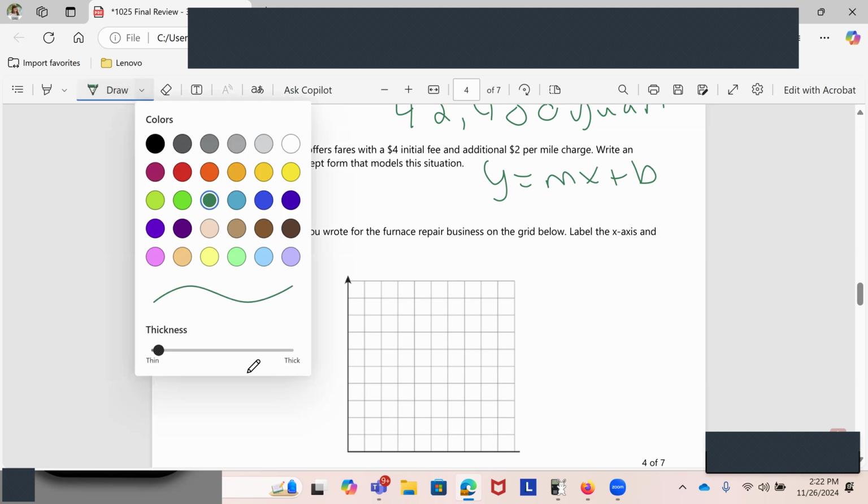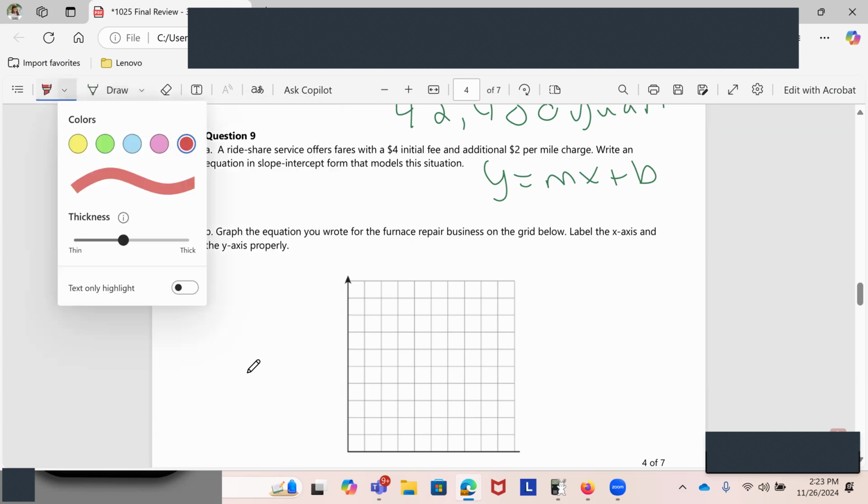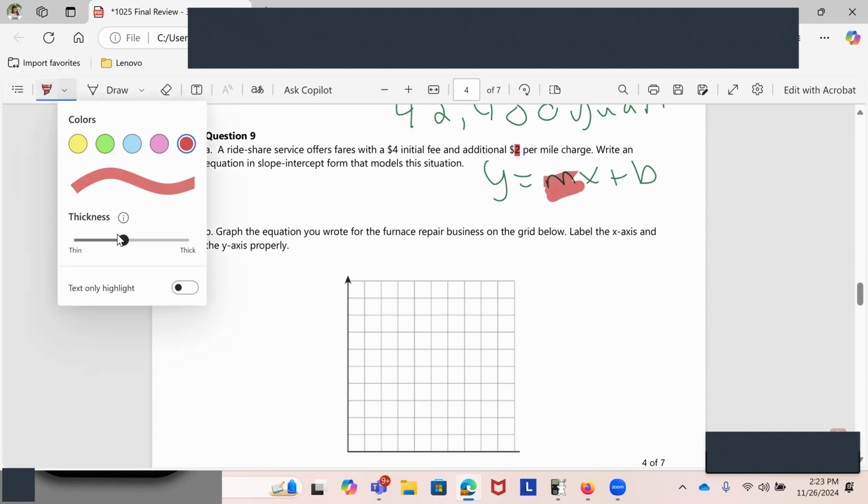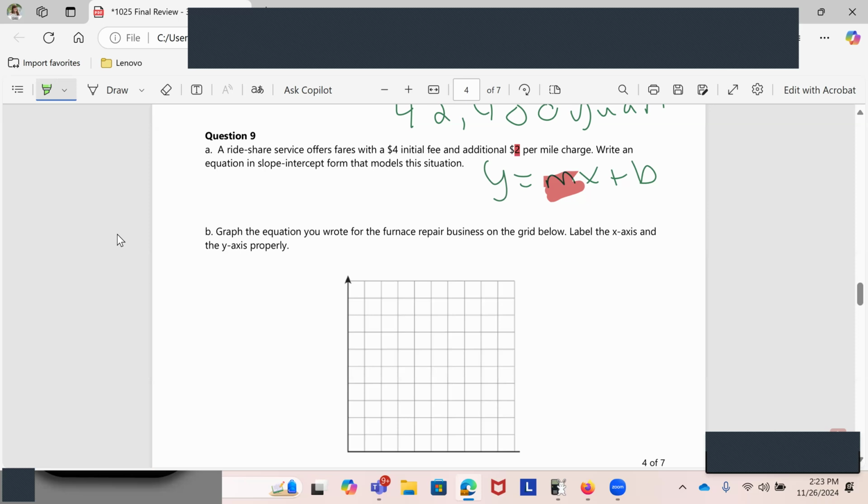And the M is usually the easier one to identify because it's the one with the word per. They're charging me $2 per mile here. So this $2 is going to go in place of M, which then only leaves me with the other number, my initial fee, which fits our definition of what B is.